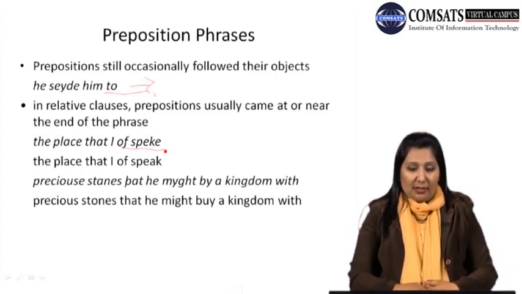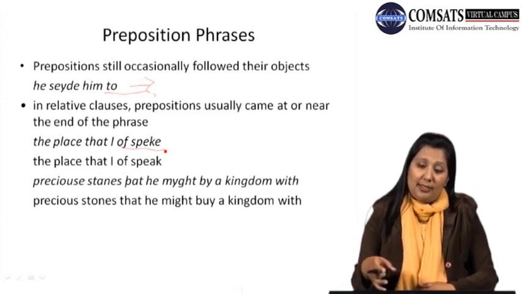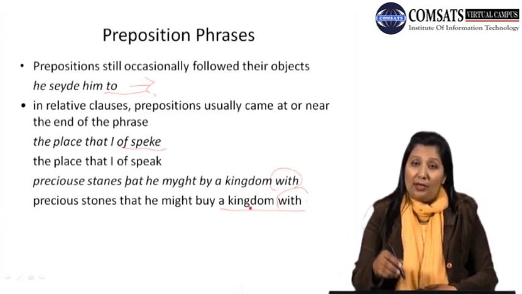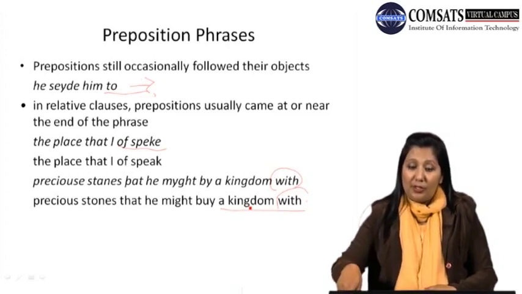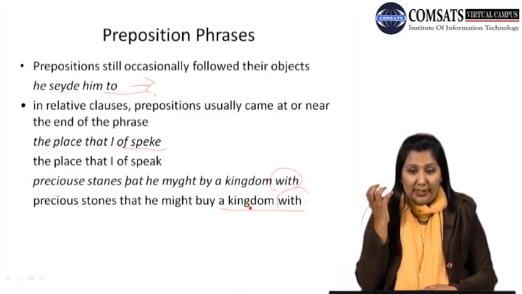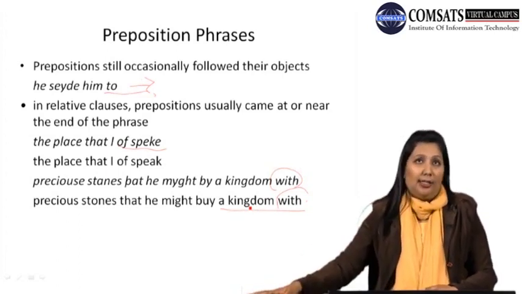Precious stones that he might buy a kingdom with. A kingdom with. This is with, a preposition. It is coming towards the end of a sentence. So, that he might buy a kingdom with. Yes, it is coming towards the end. These were some of the positions of the prepositional phrases that were very much prevalent in that era.